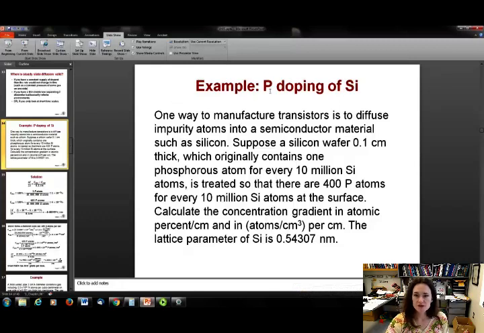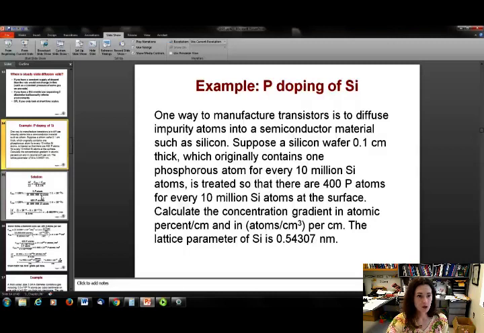The example here is taken from your text, and it's a phosphorus doping of silicon, like for a semiconductor, as we mentioned earlier. One way to manufacture transistors is to diffuse impurity atoms into a semiconductor material such as silicon. Let's suppose that we have a silicon wafer and it's 0.1 centimeters thick. The wafer originally contains 1 phosphorus atom for every 10 million silicon atoms, and it's treated so that there's 400 phosphorus atoms for every 10 million silicon atoms at the surface. Calculate the concentration gradient in atomic percent per centimeter and in atoms per centimeter cubed per centimeter, given that the lattice parameter of silicon, that's the lattice spacing, is 0.54307.